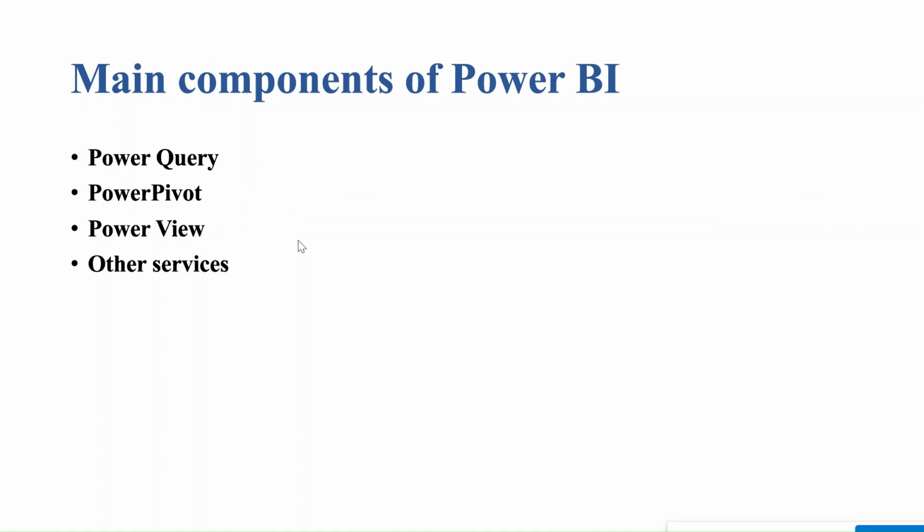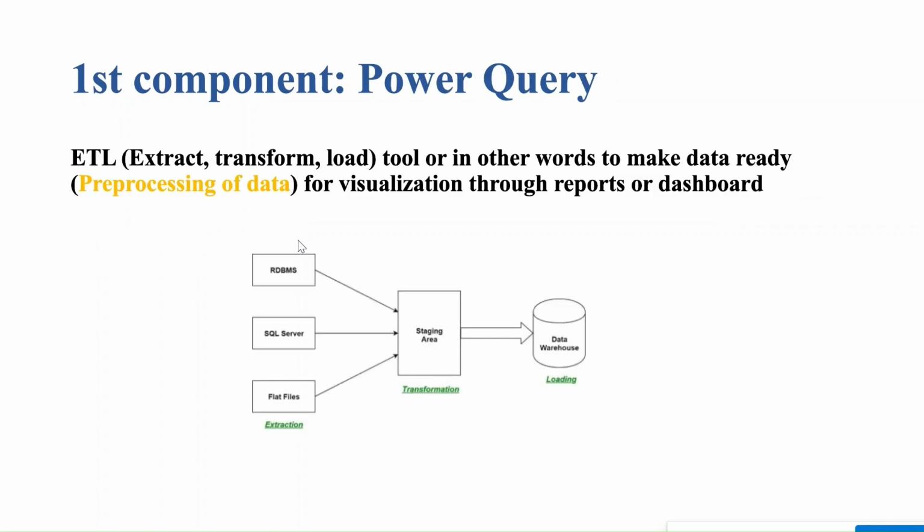Now, the next thing is, what are the main or major components of Power BI? There are four major components: Power Query, Power Pivot, Power View, and some other services. Let's discuss all these components one by one. Let's start with the first component, that is Power Query.